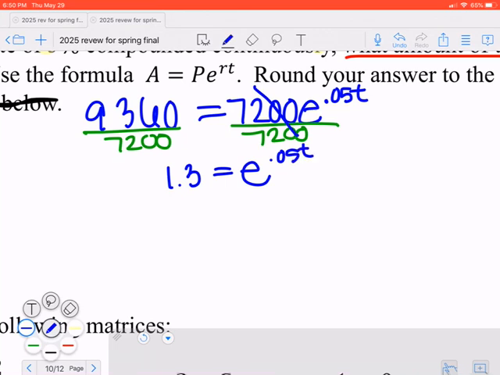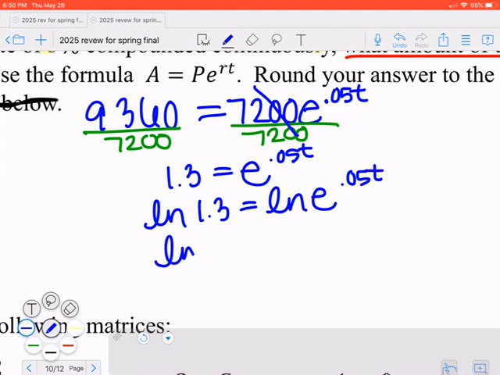Now, like on the other problem, our variable is up in an exponent. To get it down, we take the log of both sides. But since it's an e, instead of log, we're going to use natural log. Natural log of 1.3 equals natural log of e to the 0.05t. And natural log 1.3 is just natural log 1.3. And remember this from the other page: natural log of e to the whatever equals the whatever. So this whole right hand side equals 0.05t.